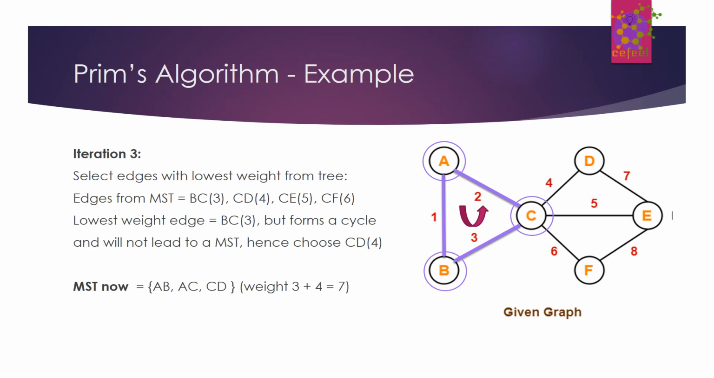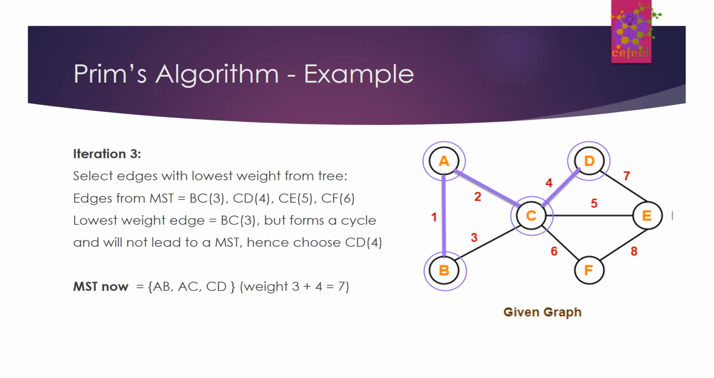But no, we cannot pick BC. Why? Because if we pick BC, we don't have a tree. ABC becomes a cycle, and remember, a tree cannot have a cycle. Hence, we cannot pick BC here. Because if we pick BC, we'll form a cycle in our existing MST, and hence we have to ignore BC but pick the next available minimum edge. So we ignore BC and then we pick the minimum from CD, CE and CF. Now in this case the minimum is CD, which has 4. So we choose CD, and we expand our tree to now contain D, and our total weight is now 3 plus 4, 7.